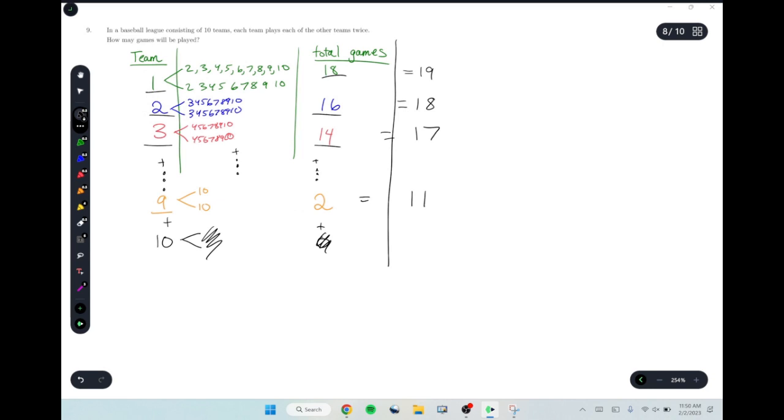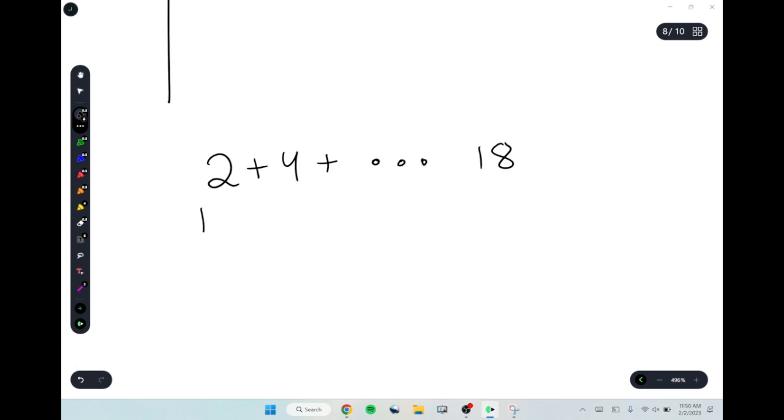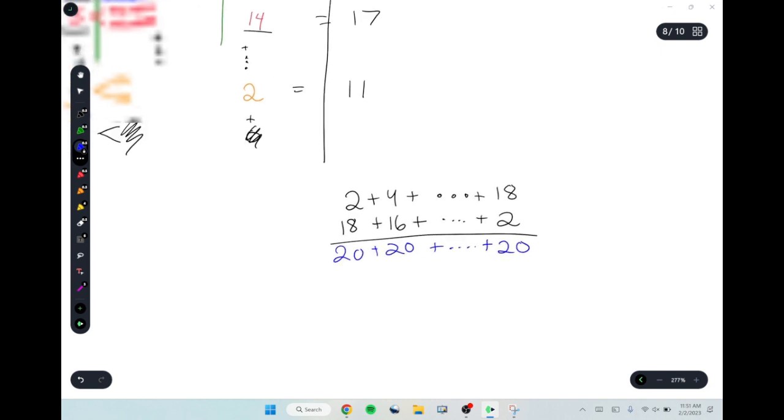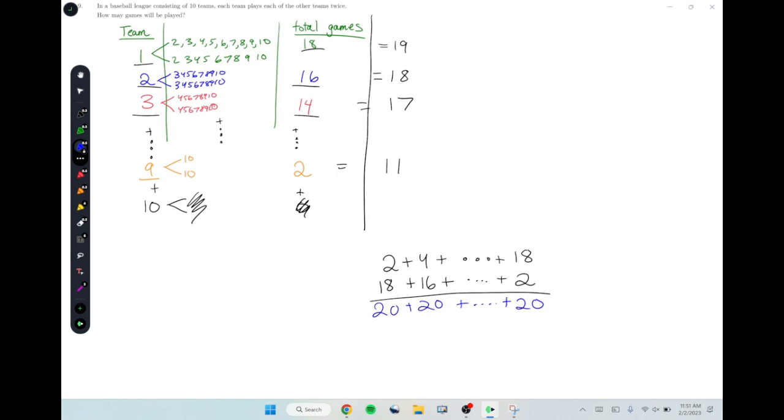Or you could say, what's 8? Actually, I'm going to start at the low side. 2 plus 4 plus dot, dot, dot, all the way to 18. And then you know what we're supposed to do after that? 18 plus 16 plus dot, dot, dot, all the way to 2. And they all add up to 20. How many instances are there? Or how many 20s do we have? 9? They're odd. Or even.